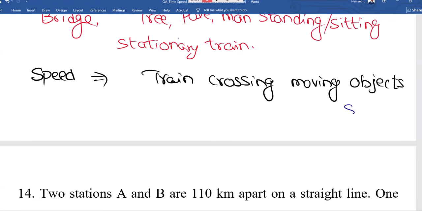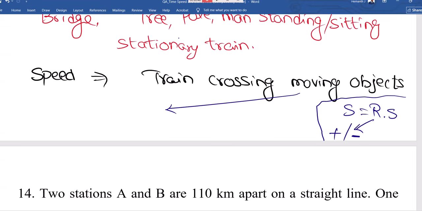We should take speed as equal to relative speed. Again, it will be plus or minus: opposite direction means plus, same direction means minus. So what does a train crossing moving objects mean? A train is crossing a man who is running, a man who is moving. In the question they'll say a train is crossing a man who is moving.